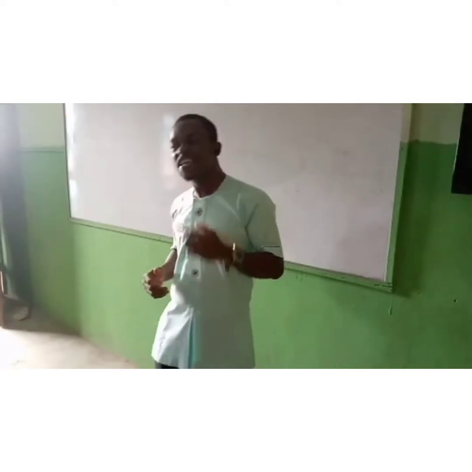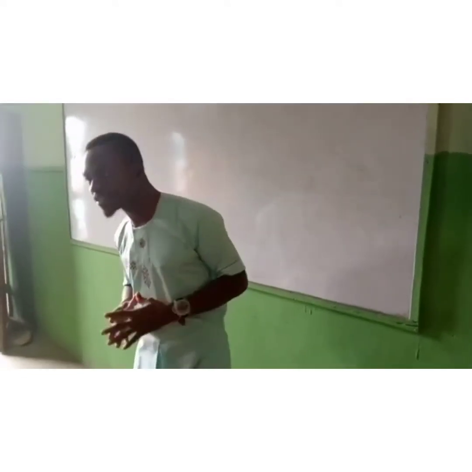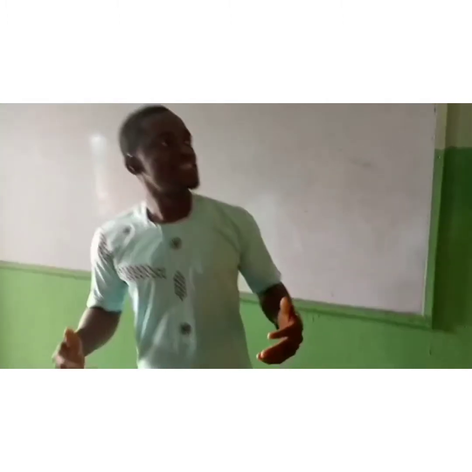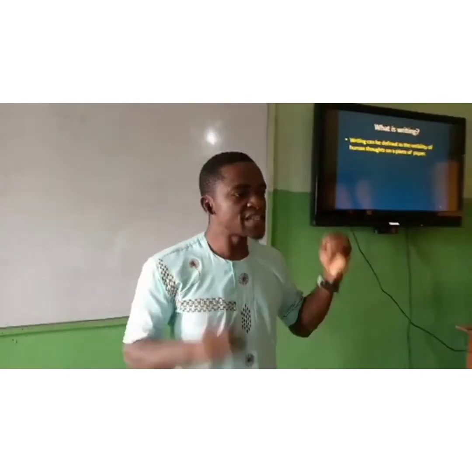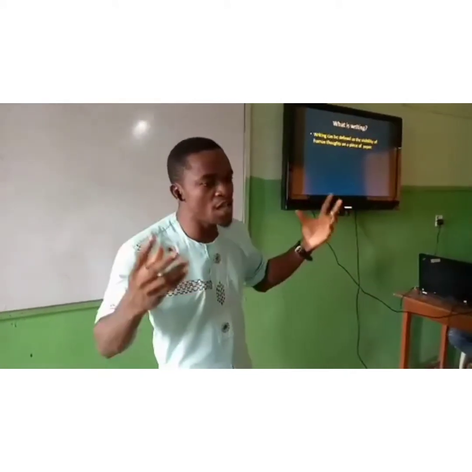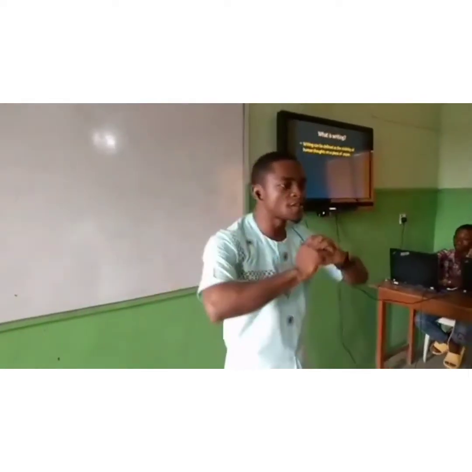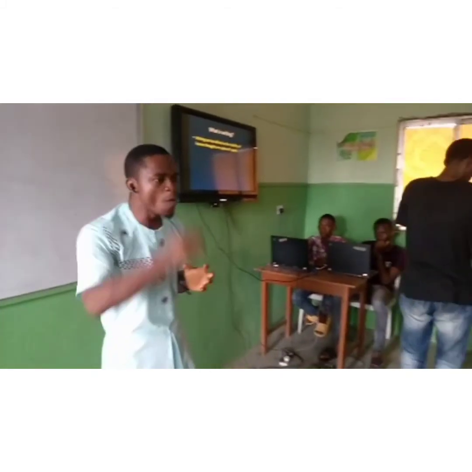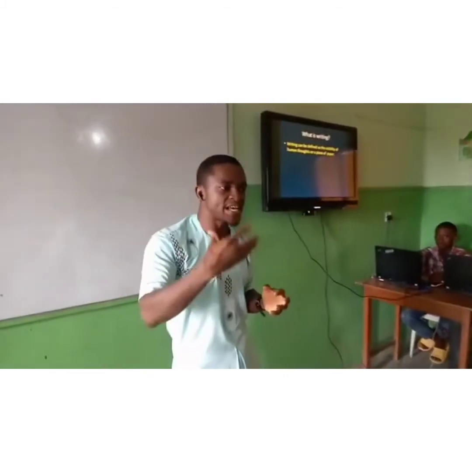First and foremost, what is writing? Writing can be defined as the visibility of human thought on a piece of paper. I repeat, writing can be defined as the visibility of human thought on a piece of paper. What that means is that you cannot see the human brain, or you cannot see wisdom. Wisdom is situated in the human brain.